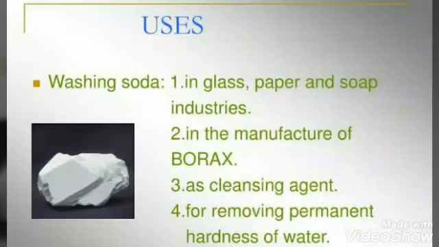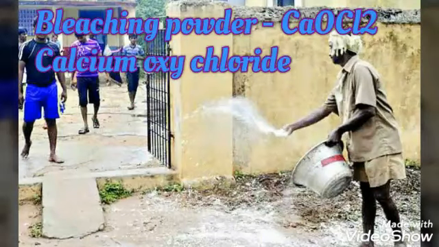This washing soda is used as a cleansing agent, removes the permanent hardness of water, and it is also used to manufacture borax, glass, soap, and paper.